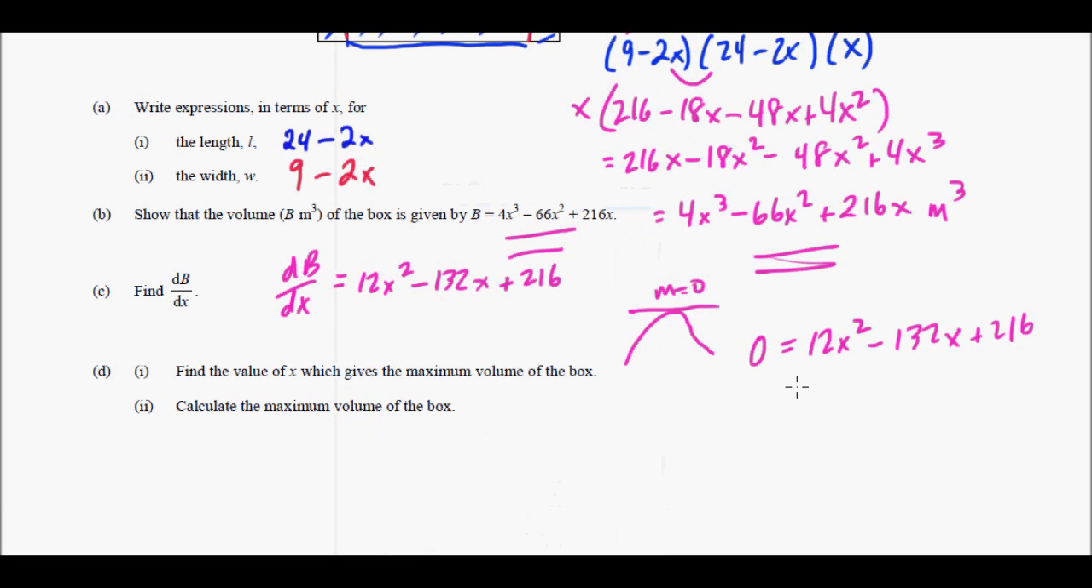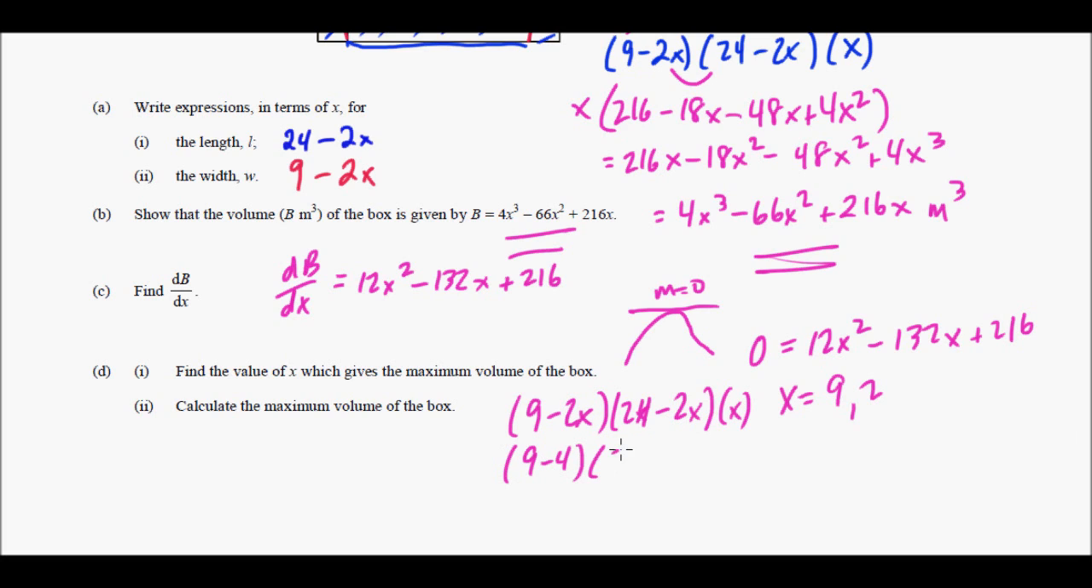Okay? So, x is going to be equal to 9 and 2. Now, we have two answers. Which one of them is going to work? Well, we can't sub a 9 into here. Let me rewrite those. We have 9 minus 2x times 24 minus 2x times x. We can't sub a 9 in there because that's going to give us a negative number. So we're going to have to sub the 2 in. So it's going to be 9 minus 4 times 24 minus 4 times 2. So that's 5 times 20 times 2. So calculate the maximum volume. Boom. This answer is 2 right here, and the maximum volume is 200 meters cubed. All right, sweet.